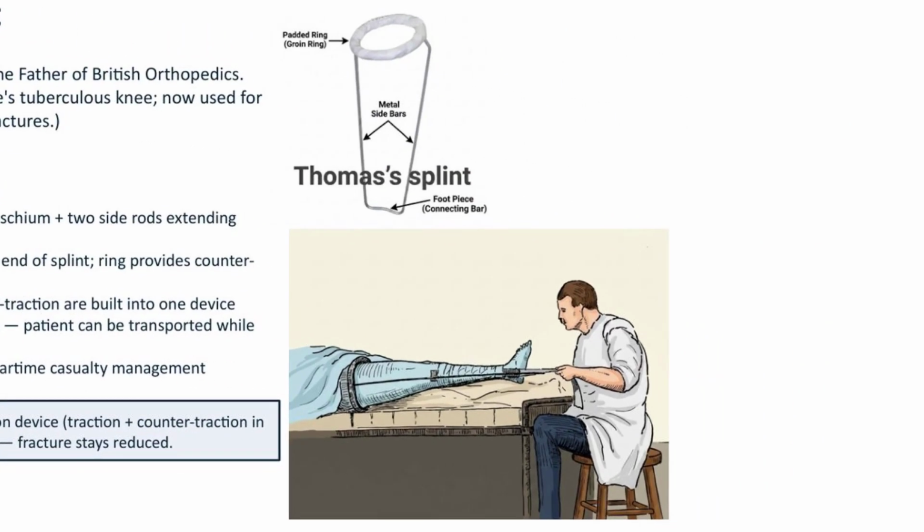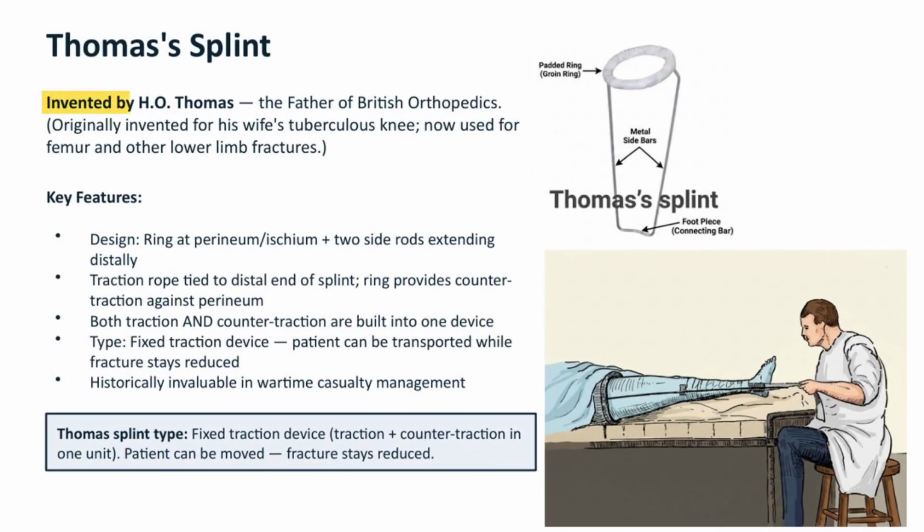First, Thomas's splint, invented by H.O. Thomas, the father of British orthopedics. Note, the father of orthopedics overall is Nicholas Andry, and the father of modern orthopedics is Sir Robert Jones. It was originally invented for his wife's tuberculous knee. It is currently used for femur fractures and other lower limb fractures.